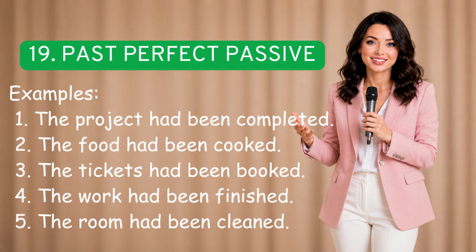19. Past perfect passive examples. 1. The project had been completed. 2. The food had been cooked. 3. The tickets had been booked. 4. The work had been finished. 5. The room had been cleaned.